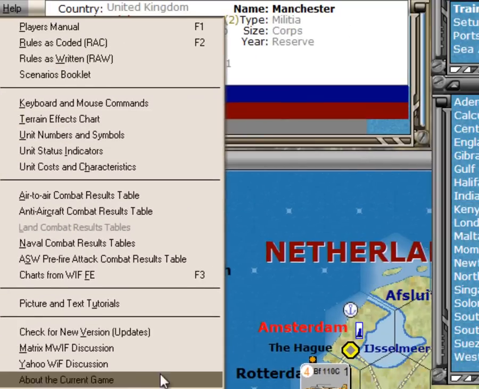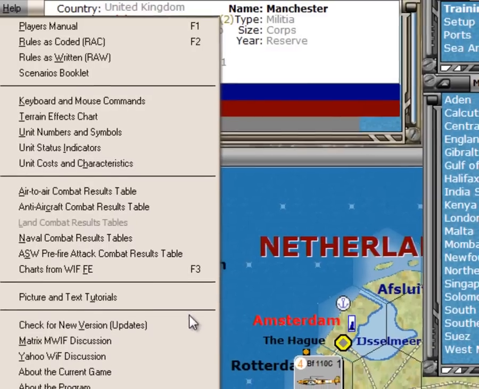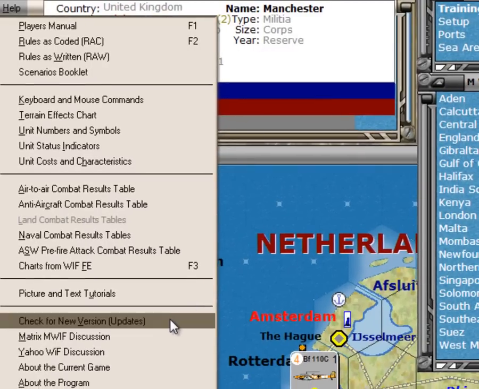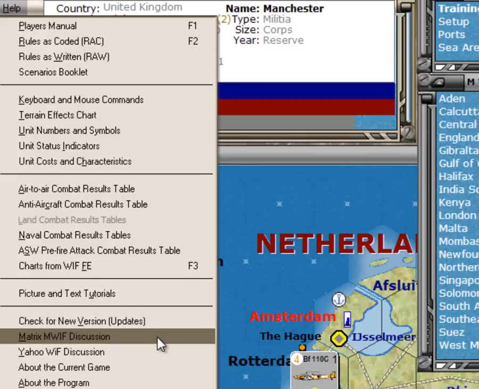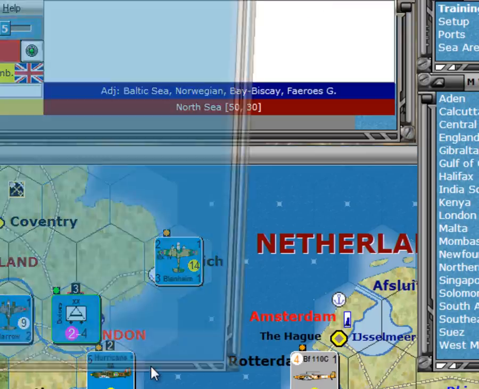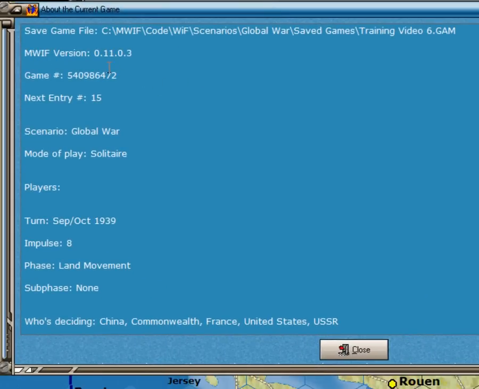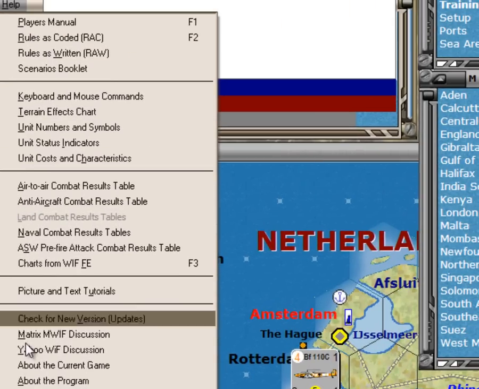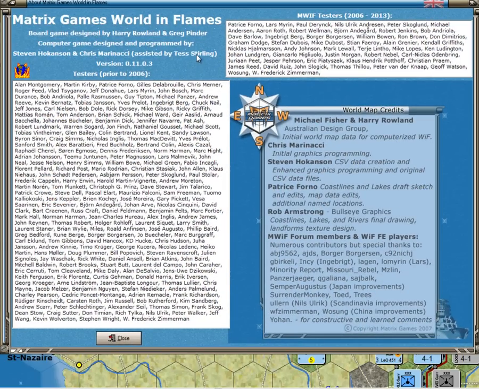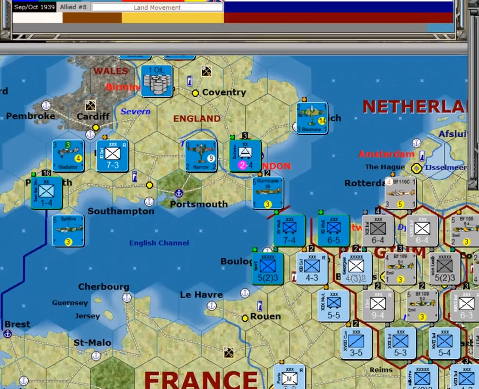The other items down here at the bottom are not used all that often. You can check for a new version of the program. You can bring up the discussion group at Matrix or at Yahoo. You can ask about the current game. What the current game shows you is the saved file, the version you're running under, the scenario, and other pertinent information. It's mostly used for, if you save the game, what the saved game file will have as its information section. You can ask about the program, and this is fairly standard. It shows you all the people that helped create the game. That concludes the drop-down menus.